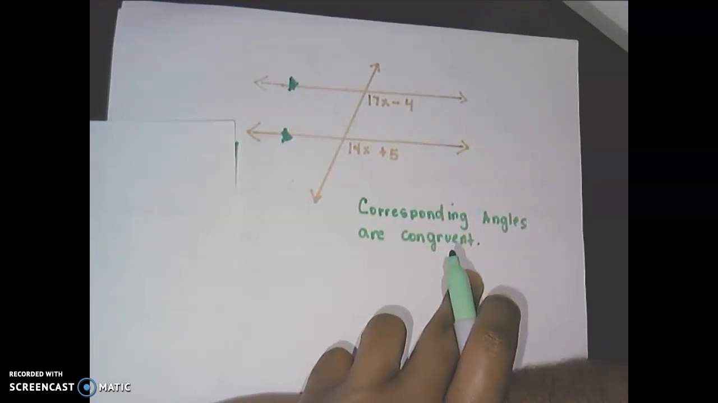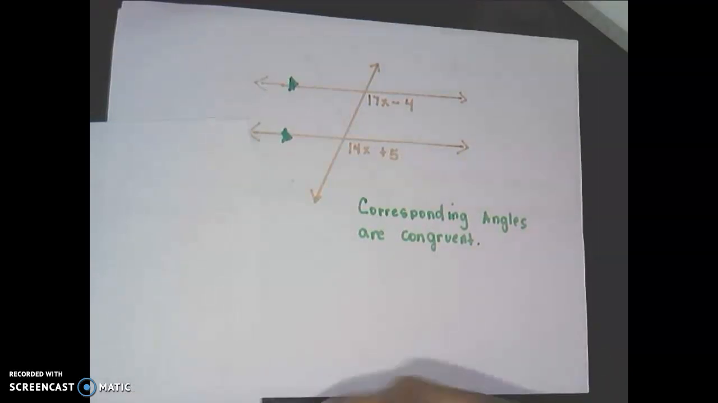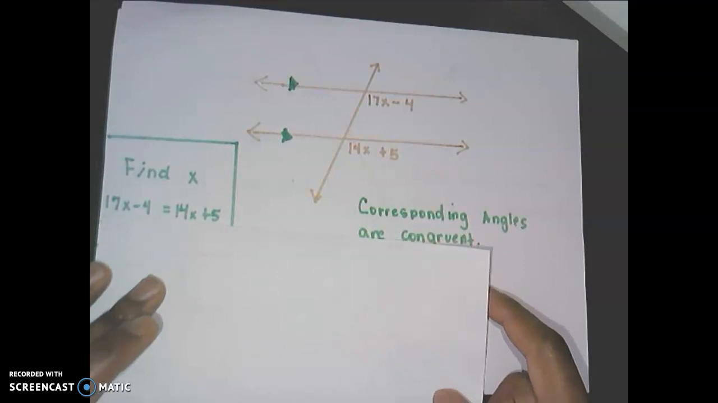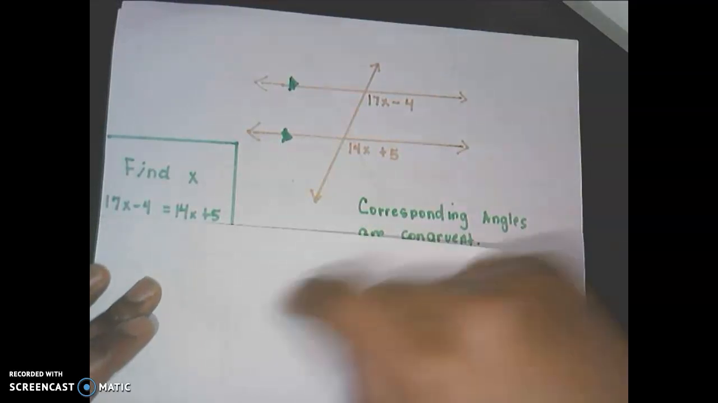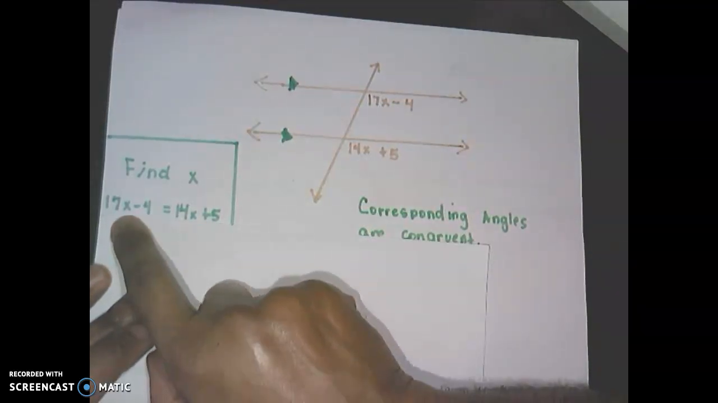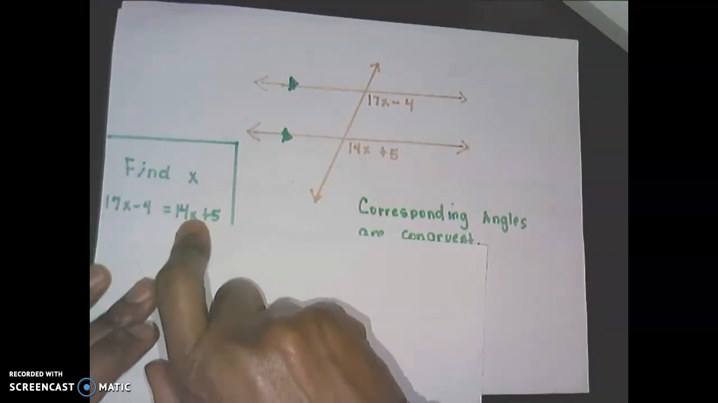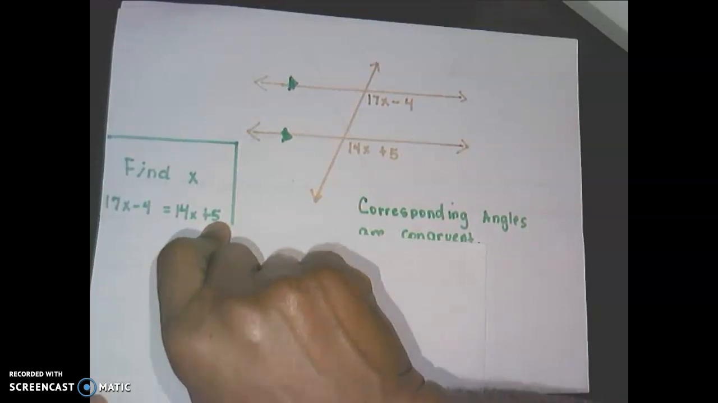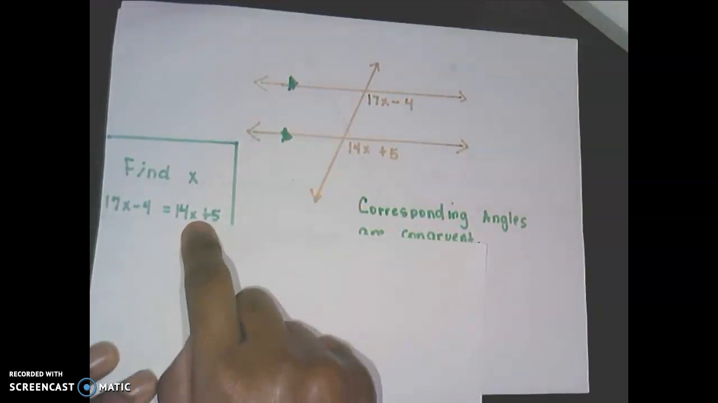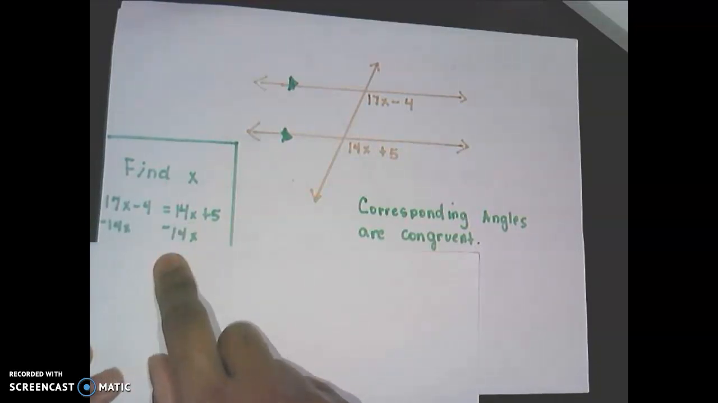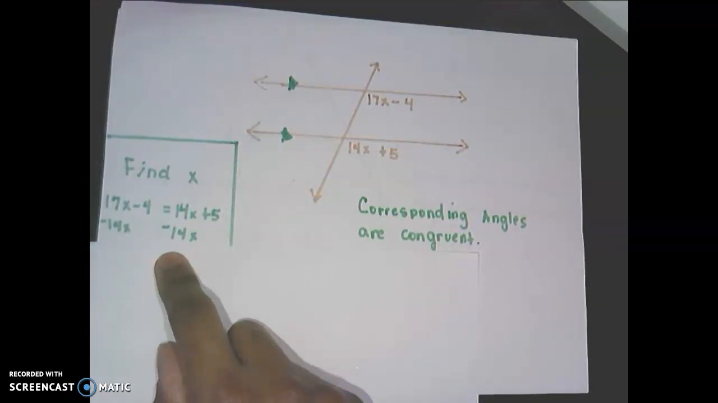And so now we're going to find the value of x. We just have to set the two expressions equal to each other. So we have 17x minus 4 is equal to 14x plus 5. And now we're going to move the one with the smallest coefficient. That's 14x. Since it's a positive 14x, I'm going to subtract 14x from both sides.